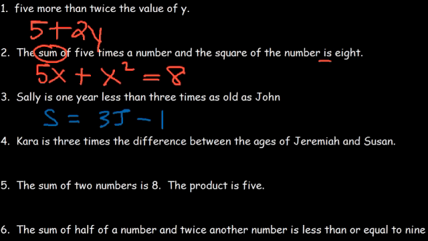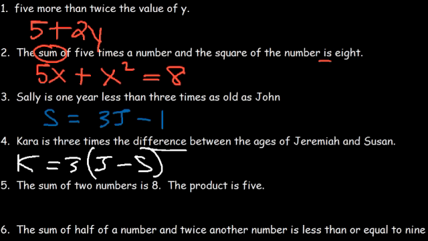Kara is 3 times the difference between the ages of Jeremiah and Susan. Let's start with the difference between Jeremiah and Susan. So that's J minus S. And then 3 times the difference. So 3 times (J minus S). And that's equal to Kara's age.